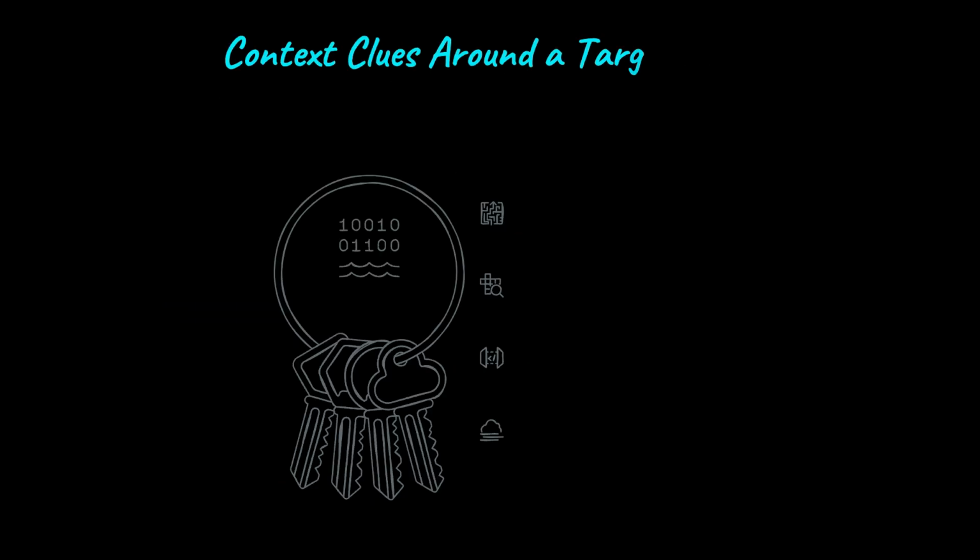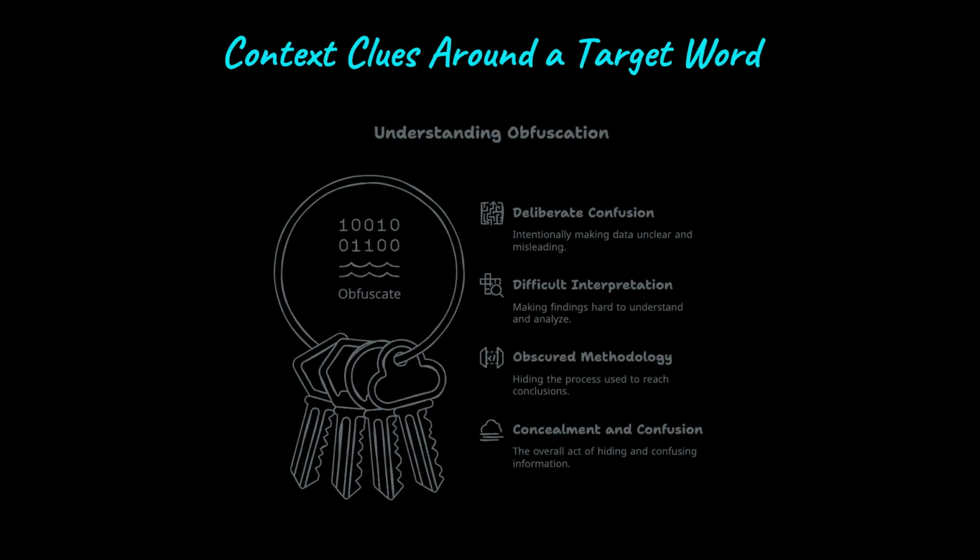Recognizing which type is at work in a passage gives you a systematic place to look for the answer. Picture a research article using the word obfuscate. Even without knowing it, surrounding phrases, deliberately confused the data, obscured the methodology, made findings difficult to interpret, all point toward concealment.